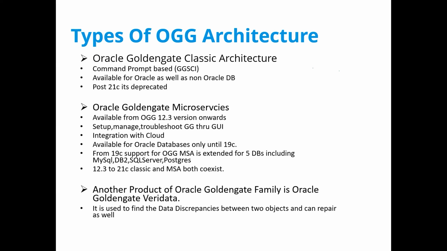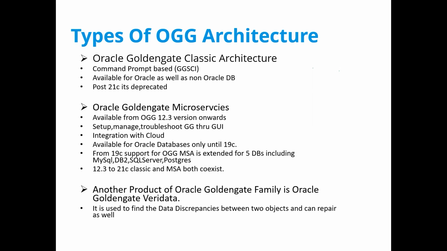Now, until 2017, there was only one way to set up or configure Golden Gate, and that was through the command prompt GGSCI. The GGSCI prompt has been available since Golden Gate's initial days, right? So until 2017, it was called Oracle Golden Gate. In 2017, Oracle renamed it to Classic Architecture. So Classic Architecture means traditional architecture.